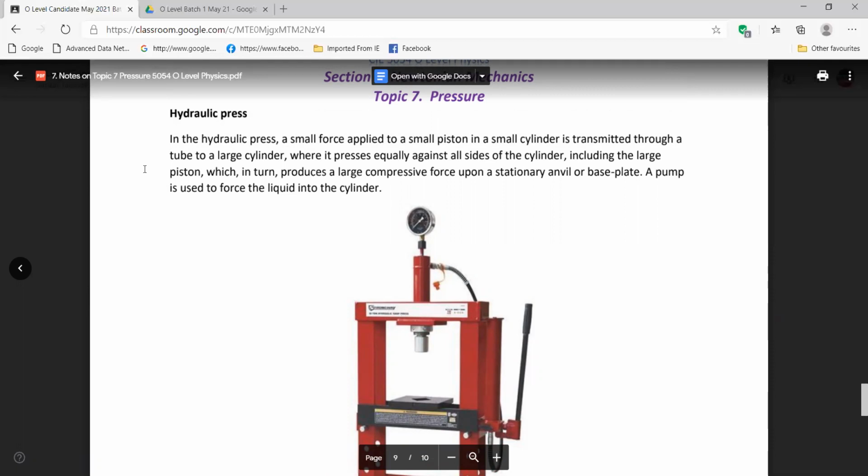In the hydraulic press, a small force applied to a small piston in a small cylinder is transmitted through a tube equally against all sides of the cylinder, including the large piston, which produces a large compressive force upon a stationary anvil or base plate. A pump is used to force the liquid into the cylinder.